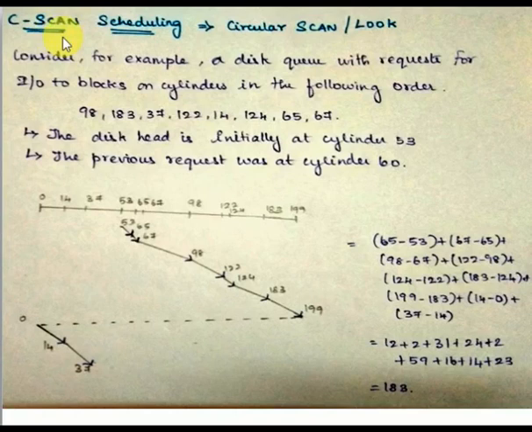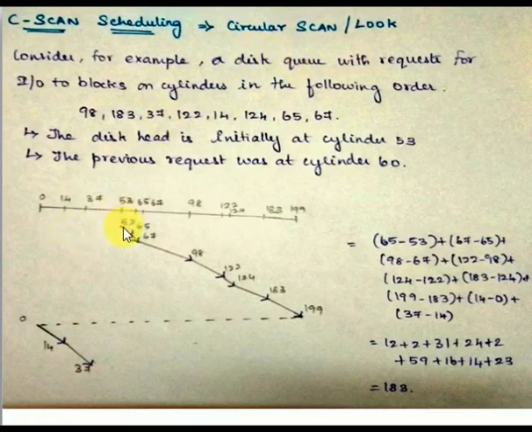To do that, in C-scan, equal waiting time or uniform waiting time is assigned for all the tracks or all the cylinders. How to do that is, for example, let us take the same problem which we have taken for all the previous disk scheduling algorithms. The initial cylinder starting head was 53 and the previous one was 60. So now we are not going to consider the previous request.